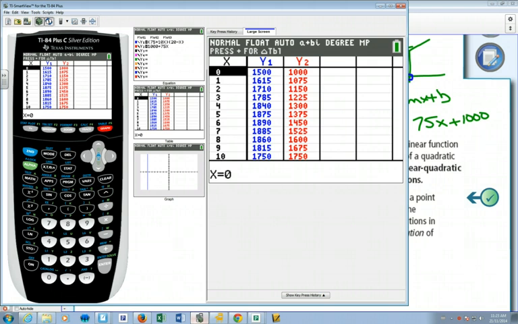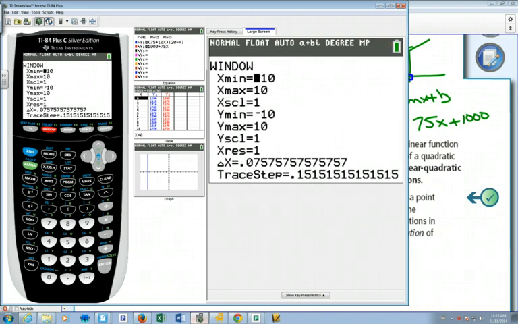So now you have to take this information and think, how should I set up my window so I can see things better? What would I like to look at on my x values? How much would I like to see? What would I like to see on my y values?